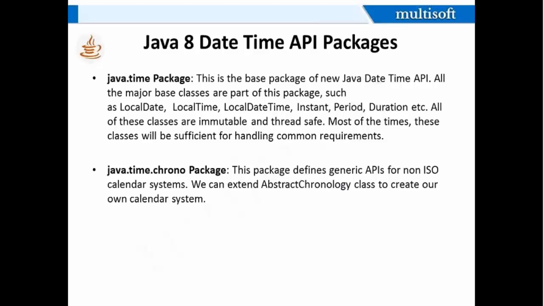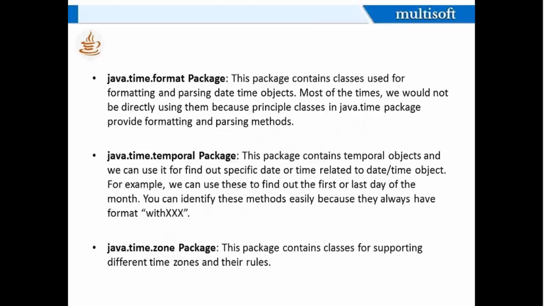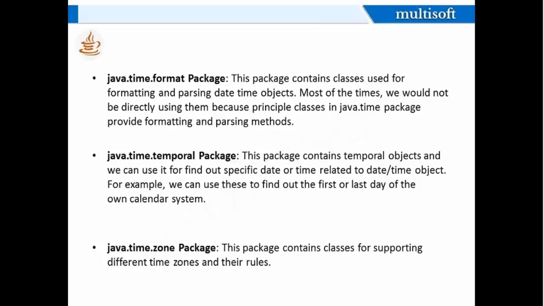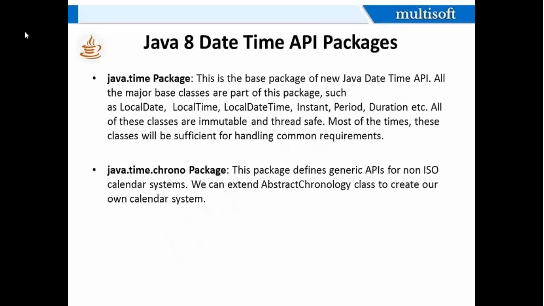We have a chrono package. This package defines a generic API for non-ISO calendar systems, where we can extend the abstract chronology classes to create our own calendar systems. We also have a time format package. Let me first discuss the java time package here.